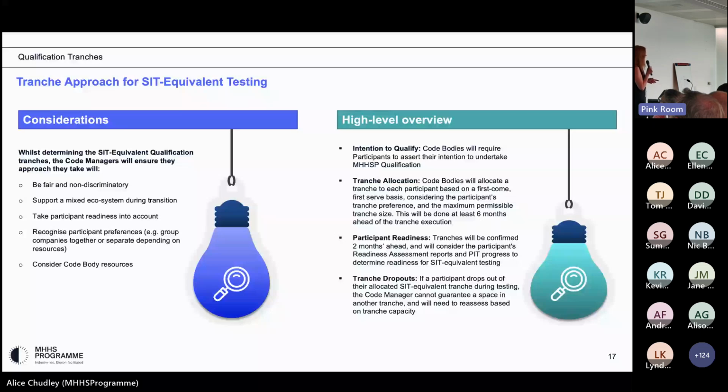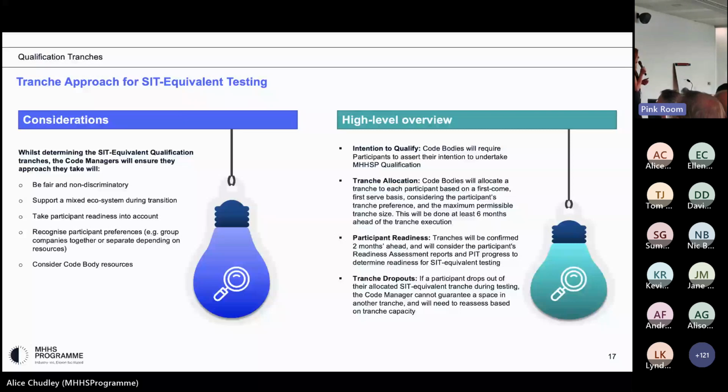So off the back of that, we've come up with our approach to the allocation of tranches, which is within the qualification approach and plan. First of all, as we just mentioned, we're going to be asking people to set out very clearly to us their intent to qualify, and that's going to be February next year that we're scheduling that in. We'll then come back to you with your tranche allocation in May of next year.